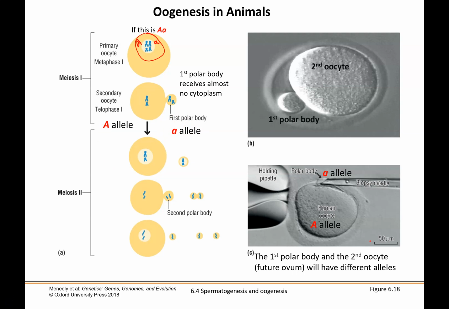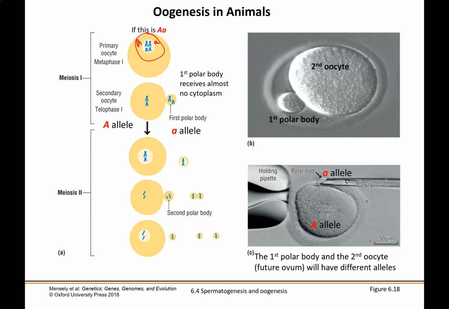You can also see the representation of that cytoplasm. Almost all of the cytoplasm goes to that secondary oocyte, and almost none of it goes to that polar body. Then the cell goes through meiosis 2, and we're left with an egg that has the proper number of chromosomes for fertilization. And then they have diagrammed those polar bodies.